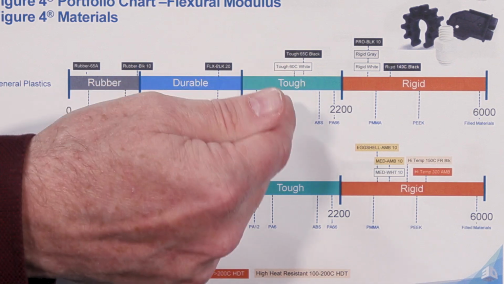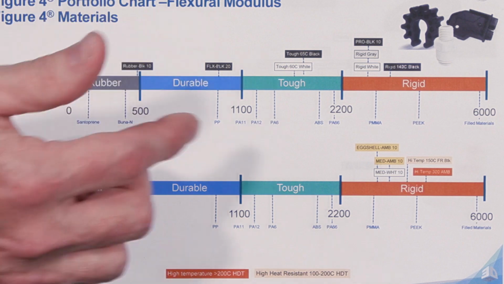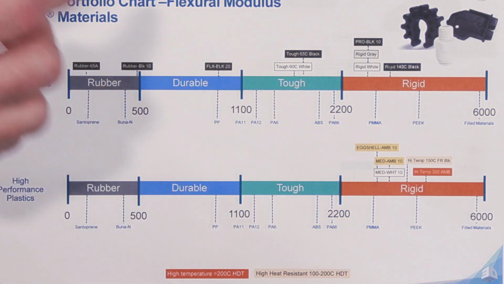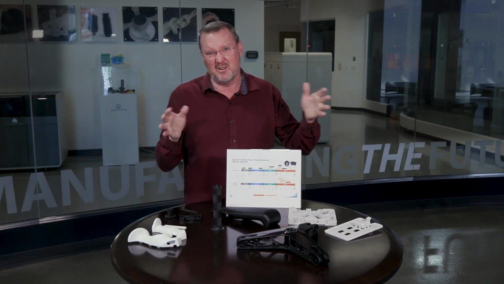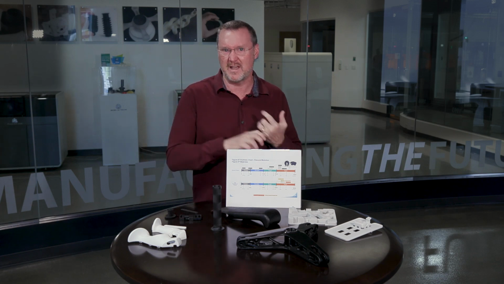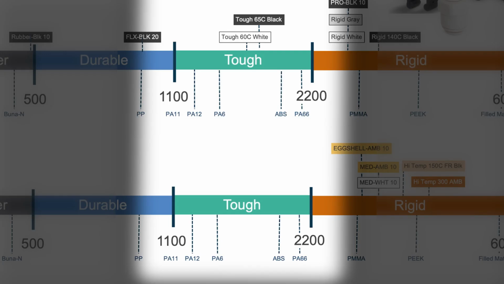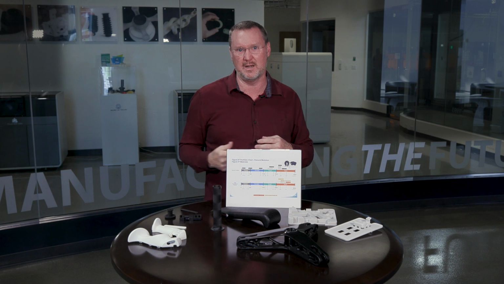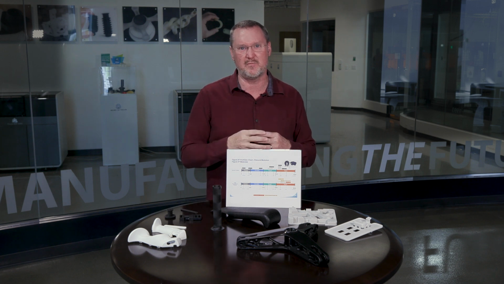When you get over into the tough section, the tough is going to be similar to your ABSs. It's going to run between about 800 or 1100 and 2200 megapascals. You're going to have a good balance of HDT, a good balance of your flex modulus, your tensile, your notch impact. As you see those kind of come together, they'll define those tough materials, and they tend to have a good repeat load.